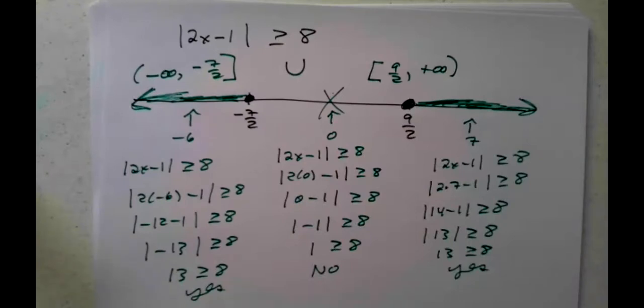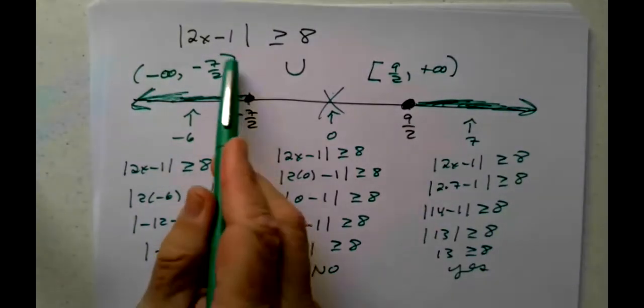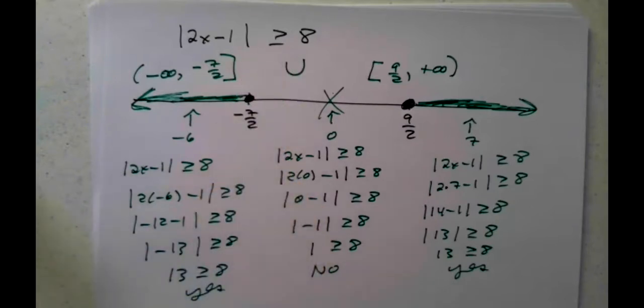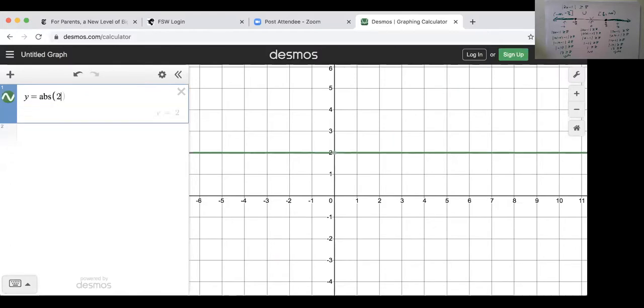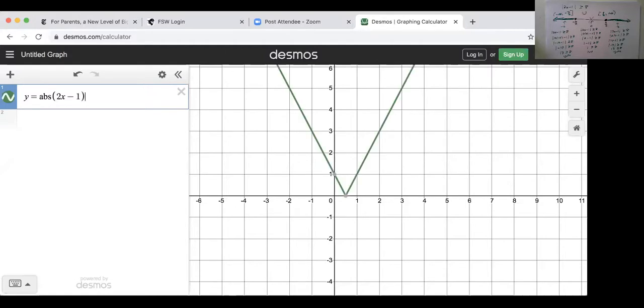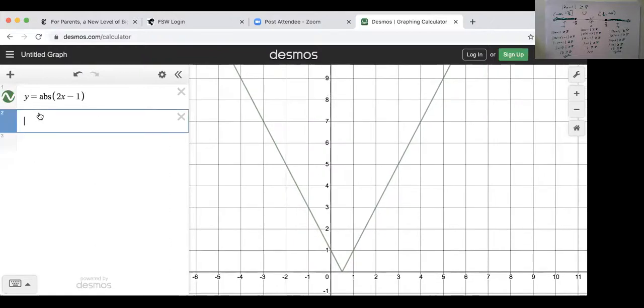But I'd also like to take a look at that on Desmos to see if I can see when the absolute value of 2x minus 1 is indeed greater than or equal to 8. So let me go ahead and get Desmos ready. So here we go. I want to look at the absolute value. So y equals the absolute value of 2x minus 1. There is the graph of that. And when is that bigger than 8? So here is y equals 8.